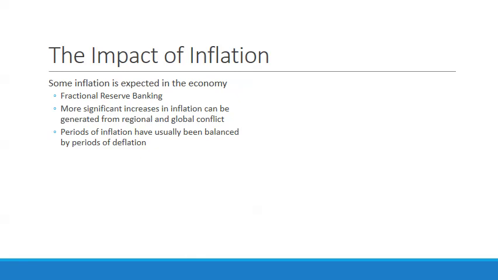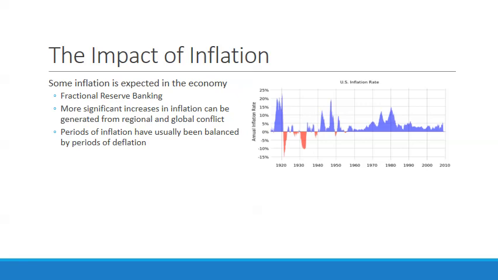Now, periods of inflation have usually been balanced by periods of deflation. When you look here, you can see the periods in red following the periods in purple where we see inflation and then we see that decline.